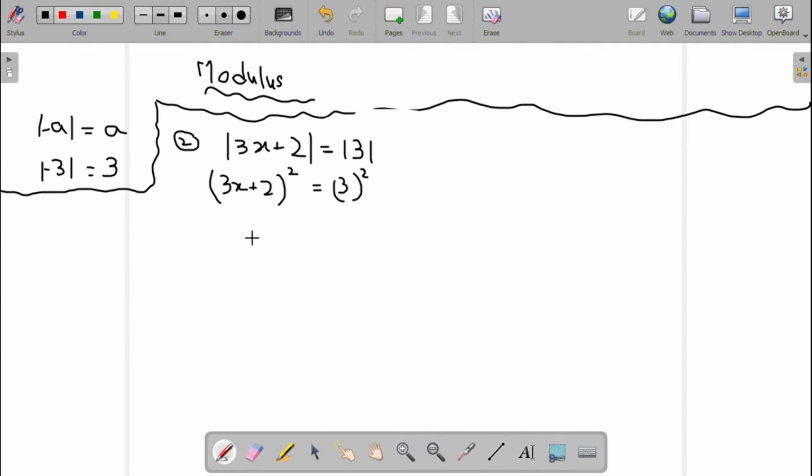Now we will expand, so it will become 9x square plus 12x minus 5. So this is our final quadratic equation when we expand this on both sides. Now we have to solve for x. So let me just use my calculator.